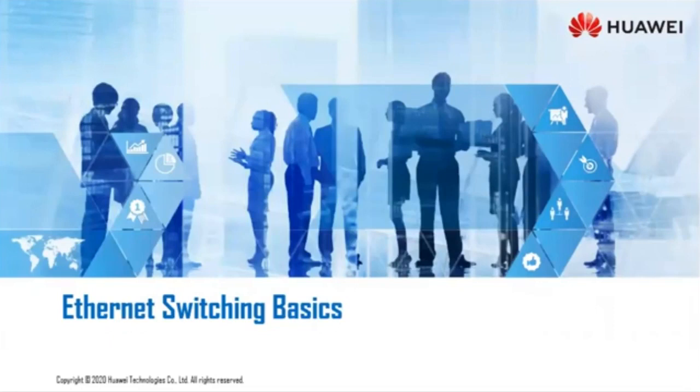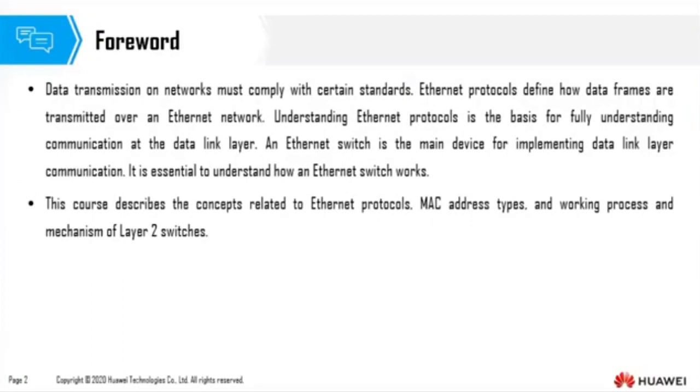This topic is going to cover Ethernet switching basics. We simply want to understand how data is forwarded at the data link layer, at layer 2. And the device that operates at the data link layer is the switch.